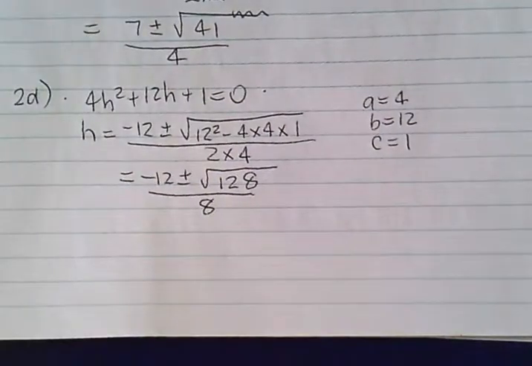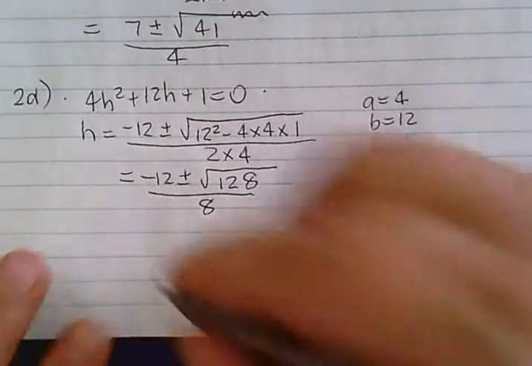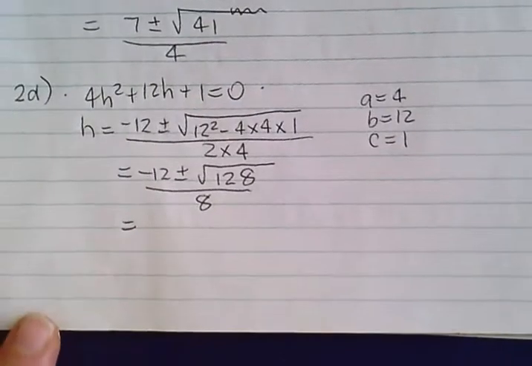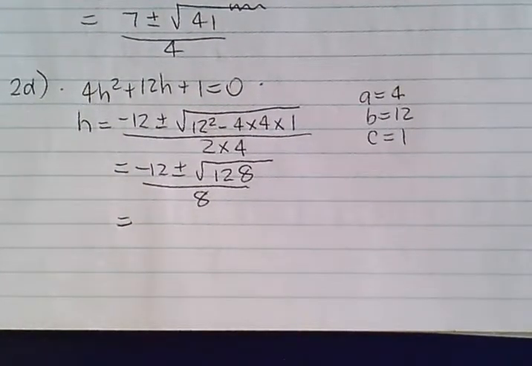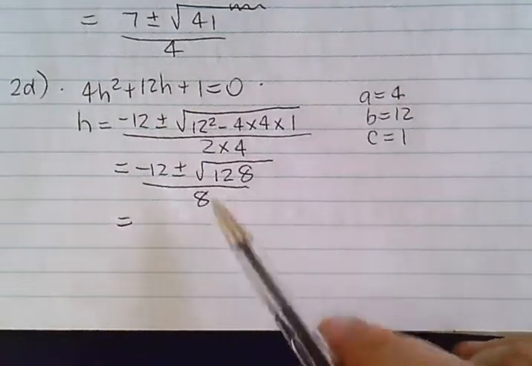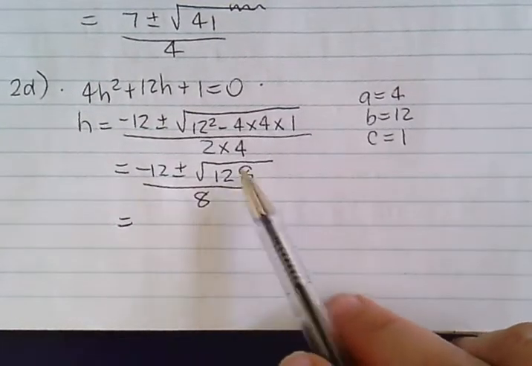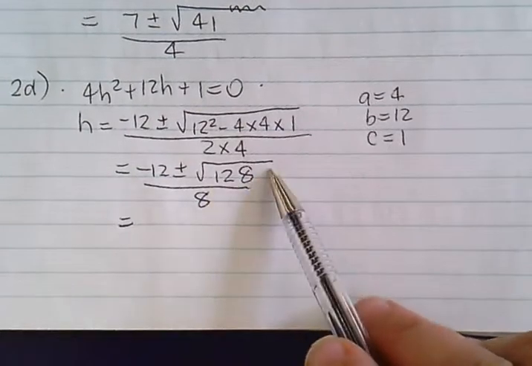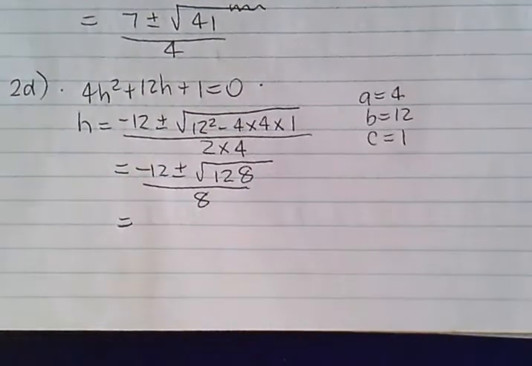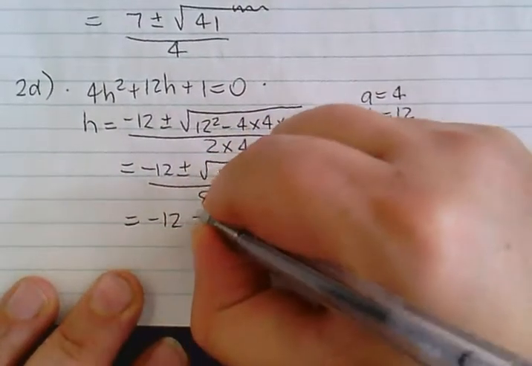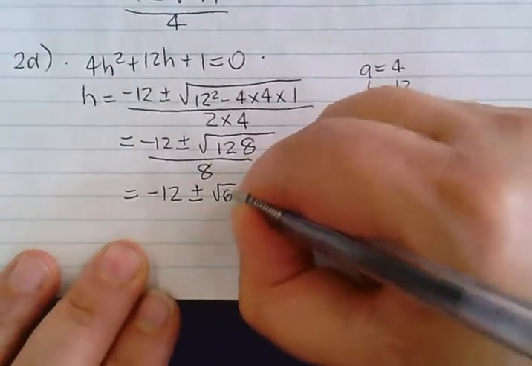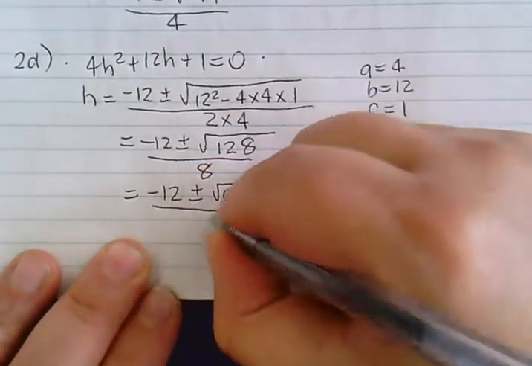Someone check. Yep. Now, we know that 4 definitely goes into 128. I don't know if 16 will. It does, actually. What's 4 into that? It's 32. Oh, but you know what? 16 goes into 32, so 64, I think, goes into it. Oh, of course, 64. Negative 12 plus or minus the square root of 64 times 2 over 8, yes?